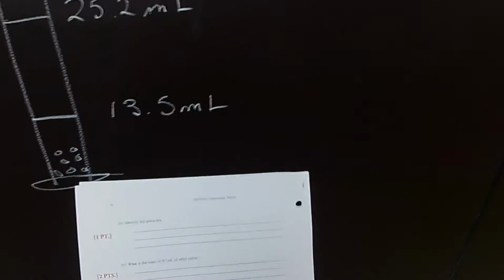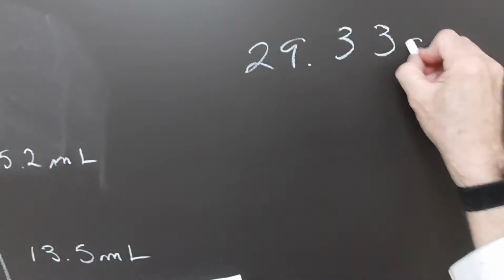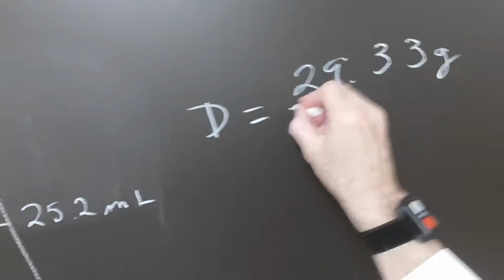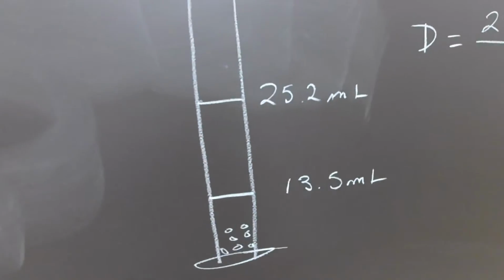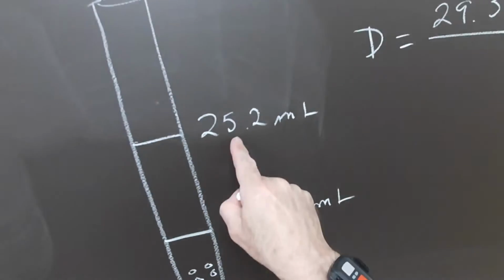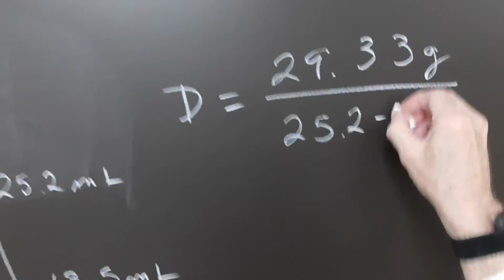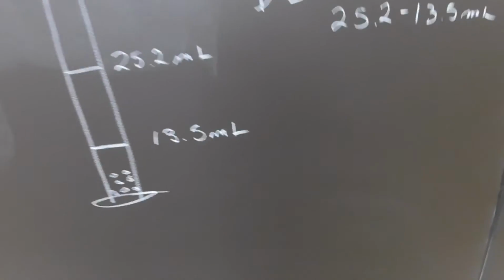All right? Now, you've got the mass of the beads at 29.33 grams, right? We're asked to calculate the density. So there's your mass. What's the volume? The volume is the difference before and after you put the beads in it. So 25.2 minus 13.5 is the volume. Calculate the density.